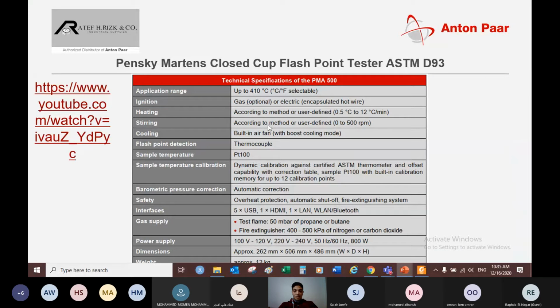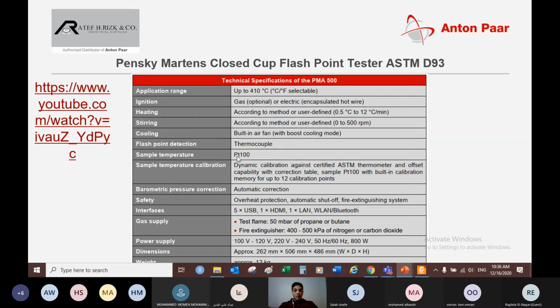And these are the specifications of the instrument. It reaches more than 400 degrees Celsius. It uses a gas and electric cost-saving igniter, and the heating is according to the method defined, and the stirring the same to control the heating rate, and the cooling is really fast by a highly efficient air fan with boost cooling mode. And this mode enables you not to wait too much time between the test samples.